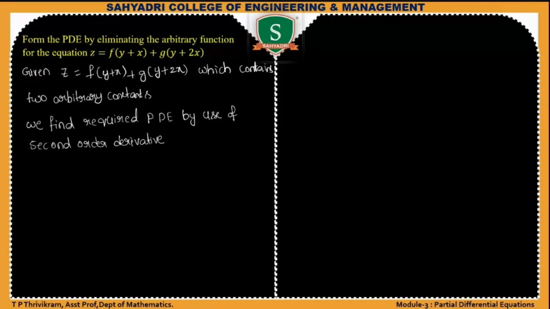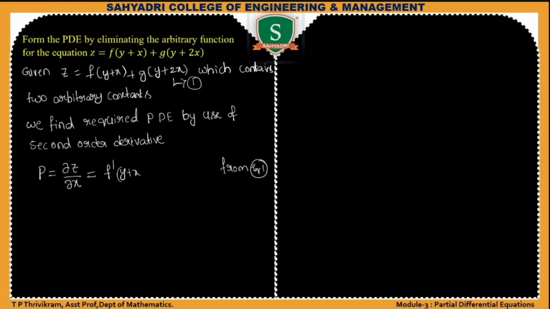First, if you want to find second order, we need to find first order derivatives. So this is nothing but p is equal to dou z by dou x, right? Which is nothing but, if you differentiate on both sides for this equation, from equation 1, differentiate the first function with respect to x. So I'll get f dash of y plus x.